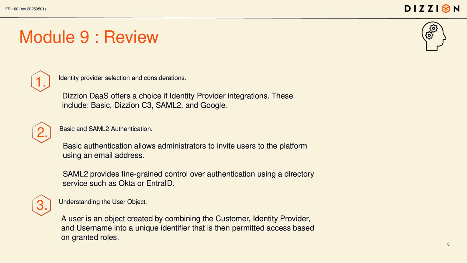That's the end of Module 9. Let's take a minute to review. You learned that Dish and DAS offers a choice of identity provider integrations, including Basic, Dish and C3, SAML2, and Google. Basic authentication allows administrators to invite users to the platform using an email address. SAML2 provides fine-grained control over authentication, using a directory service such as Okta or Entra ID. Lastly, a user object is created by combining the customer, identity provider, and username into a unique identifier that is then permitted access based on granted roles.